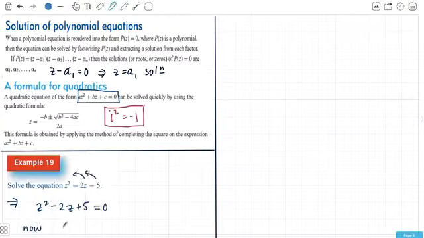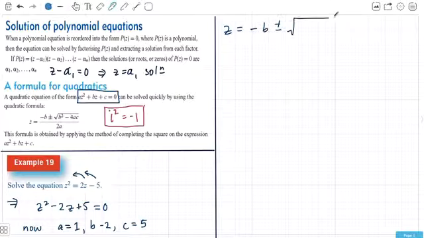Now, it's a good idea to write down what a, b and c are. So a is 1, b is negative 2, that's what's in front of z, and c is 5. Just because then when you're using your quadratic formula, you can put everything in very easily. Negative b is the first thing that we have to do, and I'm going to write the whole quadratic formula out just so it's above my working.